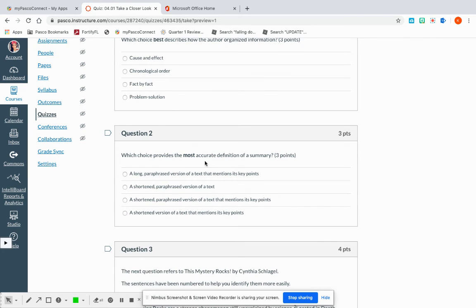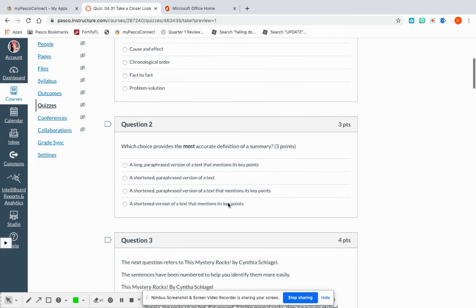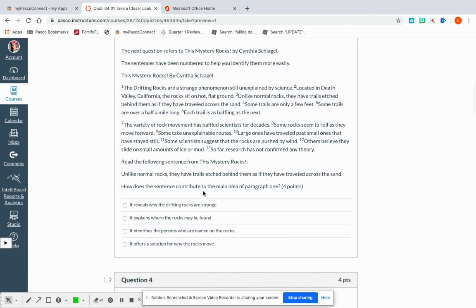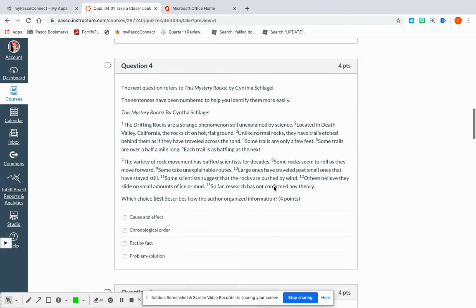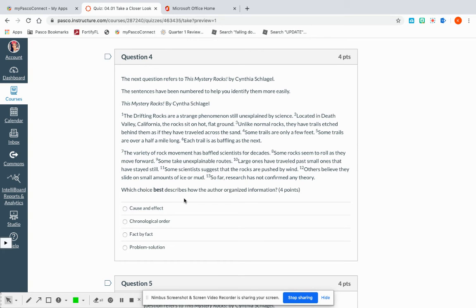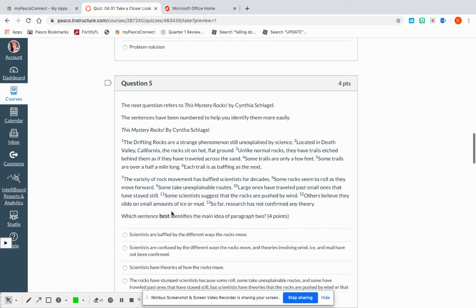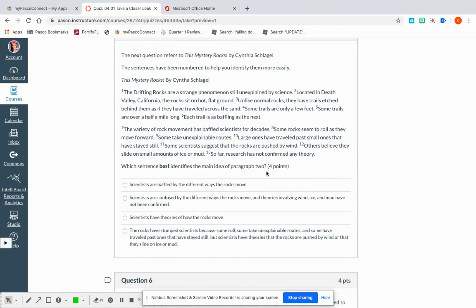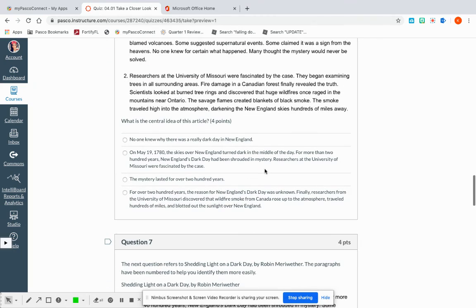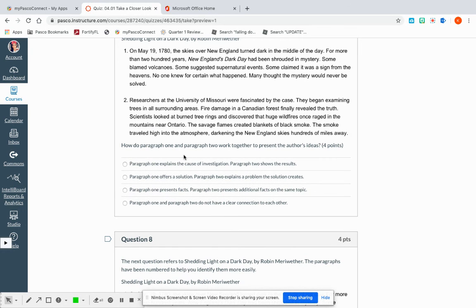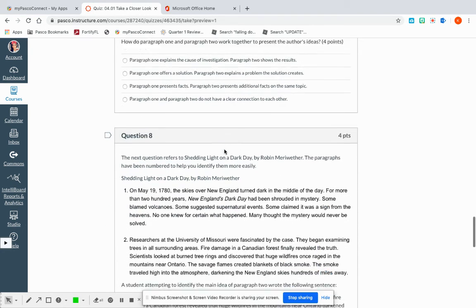This is going to ask you what the most accurate definition of a summary is. This one's going to ask you what is the main idea of paragraph 1? What is the, how is the information organized again? What is the main idea of paragraph 2? So make sure you're reading these instructions. Just don't look what's the main idea. Make sure it's for paragraph 2. What is the central or main idea of the article? How do paragraph 1 and paragraph 2 work together?